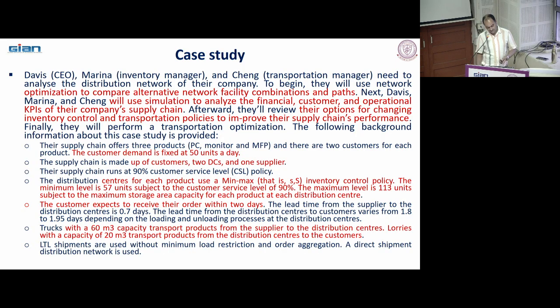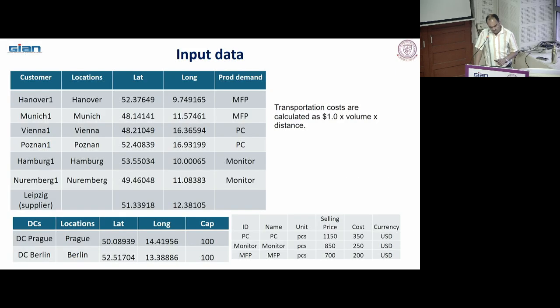And LTL shipments are used without minimum load restrictions and order aggregation. A direct shipment distribution network is used. LTL shipments without minimum load. What is that minimum load? LTL means we don't need to check how much load is available in that vehicle. As soon as they receive the order, they can move the goods from that DC to the customers. So this is the input data.